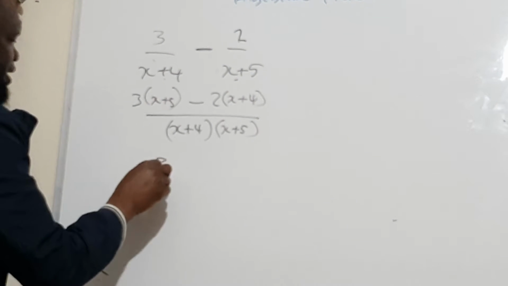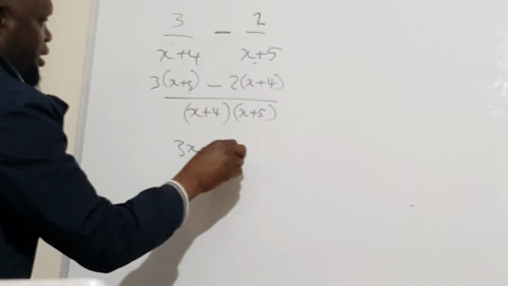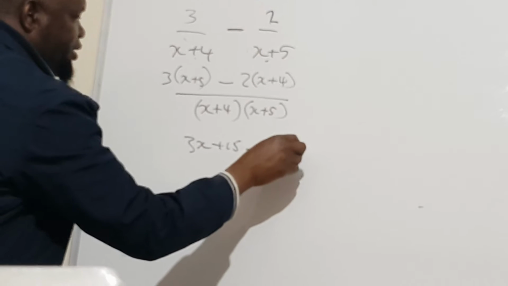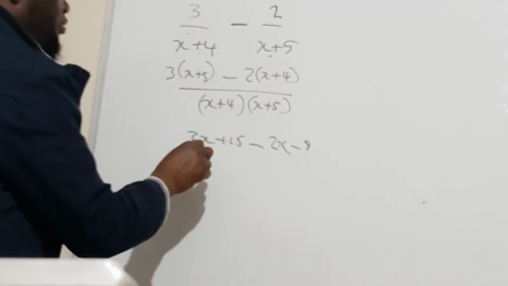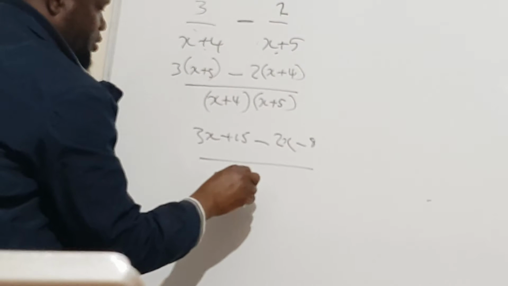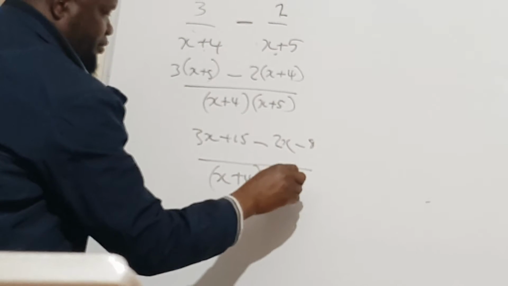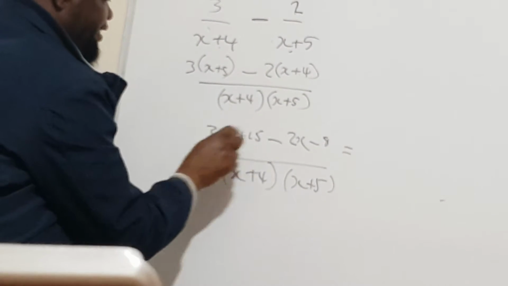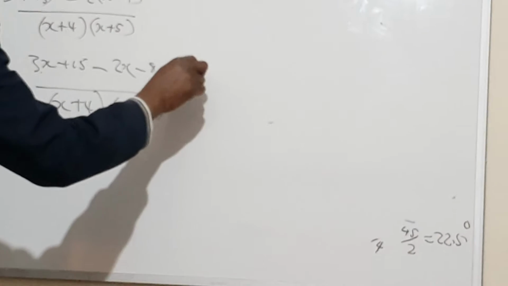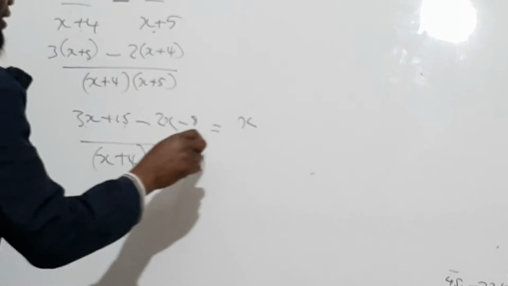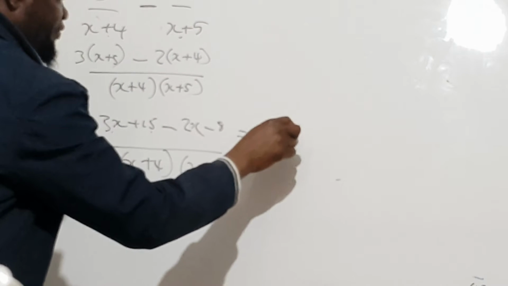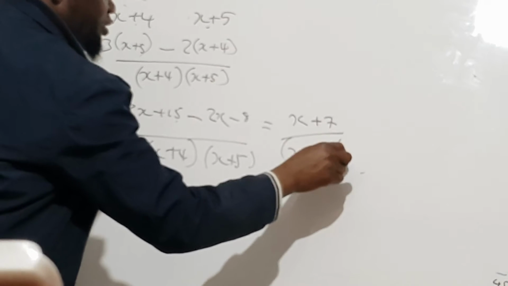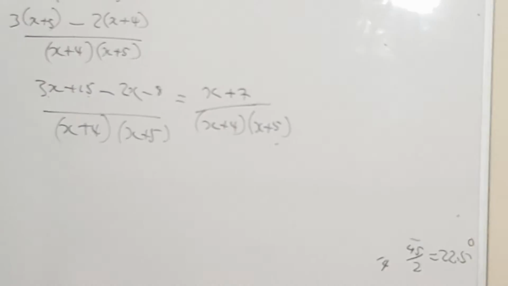Okay? 3 into this will be 3x plus 15. Minus 2 times x will be minus 2x. But minus 2 times 4 will be minus 8. All over x plus 4 into x plus 5. So we set that up. 3x minus 2x is how much? x. 15 minus 8 is 7, yes? Plus 7, divided by x plus 4 into x plus 5. That's your answer.